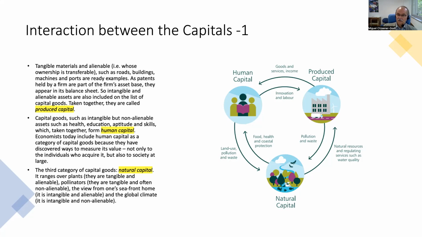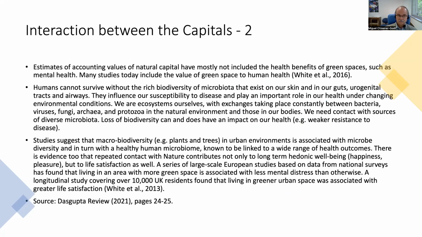The river runs down, and all of a sudden, after, I just invent a figure, 5 kilometers, the water is clean. What happened? The river in its ecosystem cleaned this water again. This is really a product coming from this natural capital. So I hope I made a little bit clear the interaction between these three capitals.